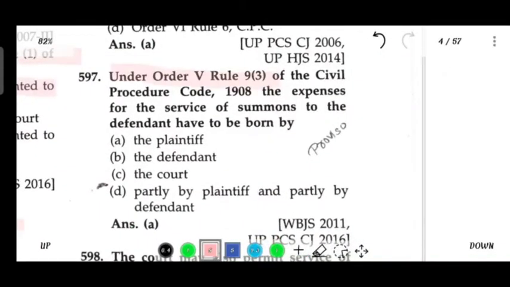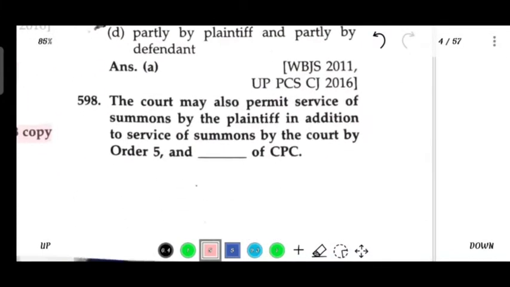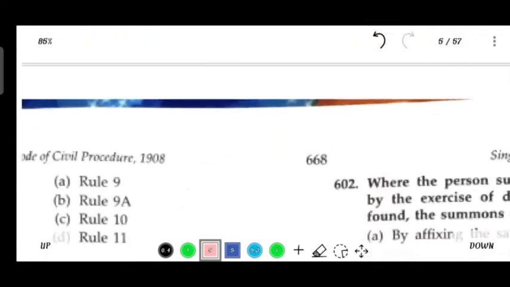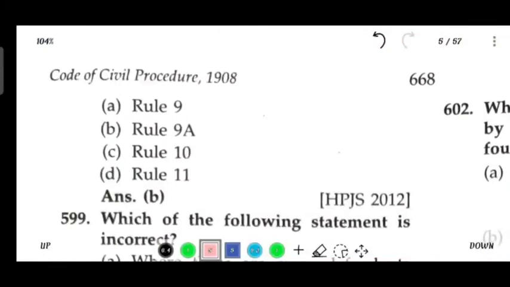Under Order 5, Rule 9, Subrule 3 of the CPC, the expenses for the service of the summons to the defendant have to be borne by the plaintiff. The court may also permit the service of summons by the plaintiff in addition to the service of summons by the court. Order 5, Rule 9A.